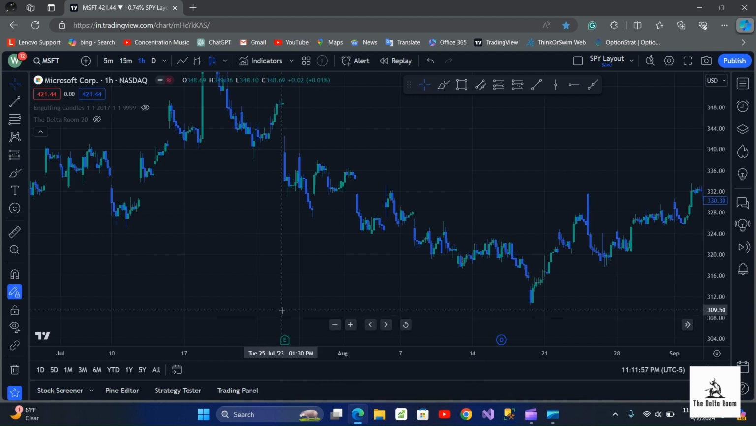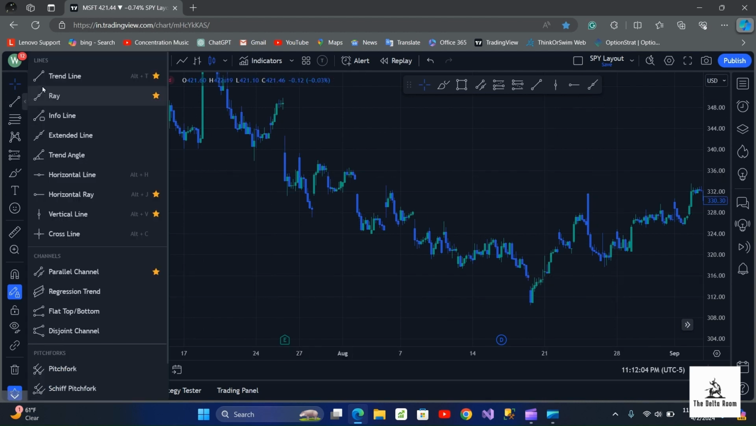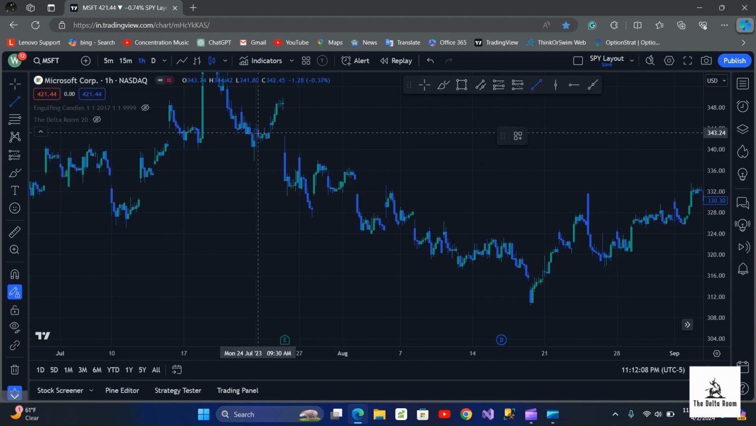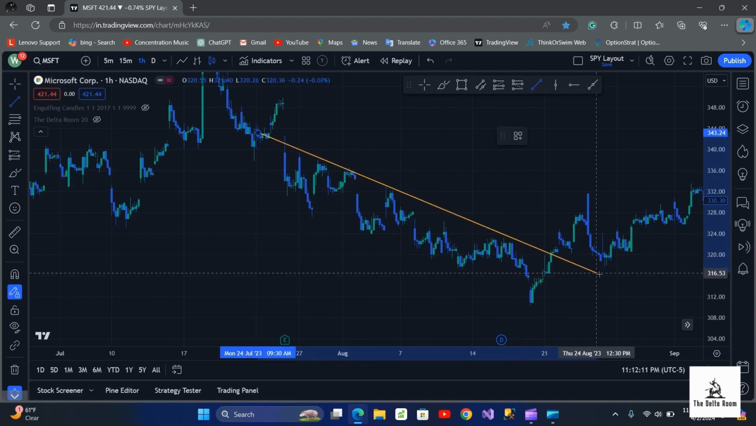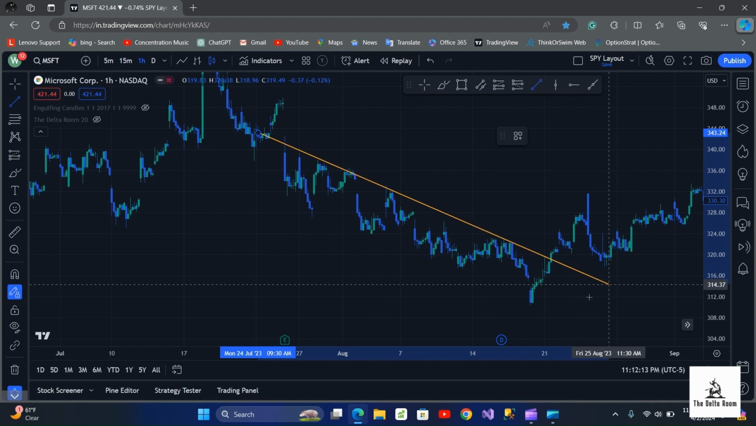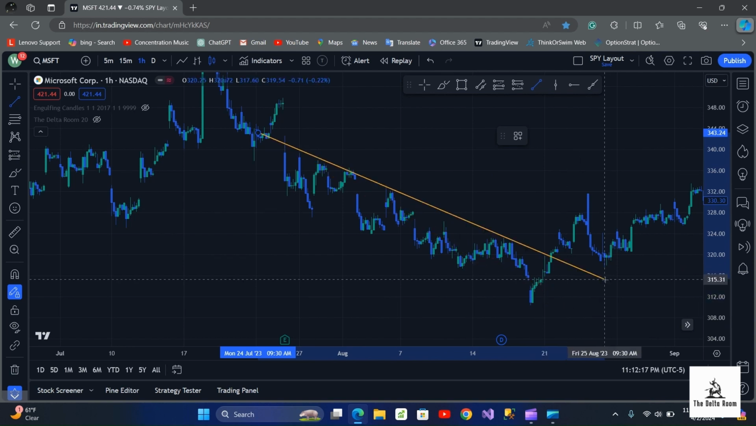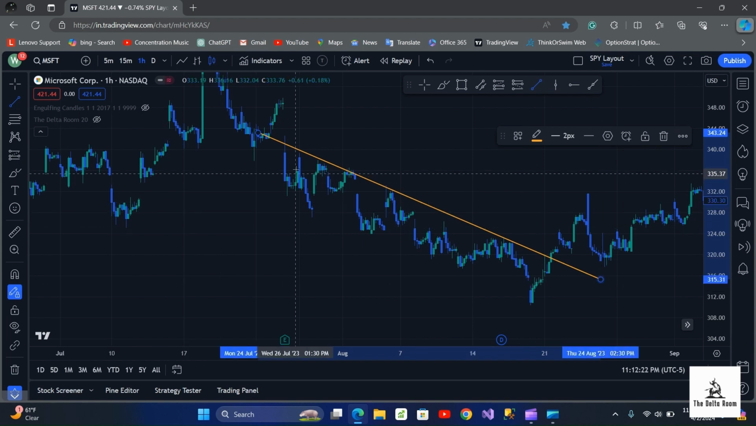So what is a trend line? A trend line is something that you draw with the trend. For example, if this is a downtrend, you go here, grab the trend line tool, and draw it where you see the most amount of touches. You don't cross through the price. You draw it above the candlesticks, where you can see the most amount of touches.